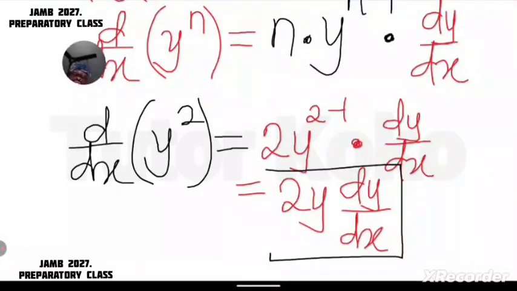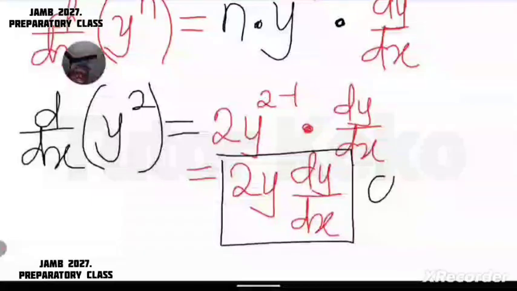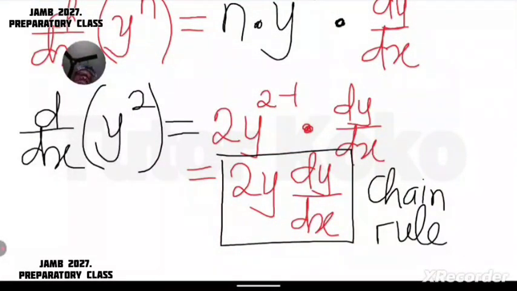What we have done here is called implicit differentiation, and we only apply the chain rule. All right, my next video I will do more examples on implicit differentiation.